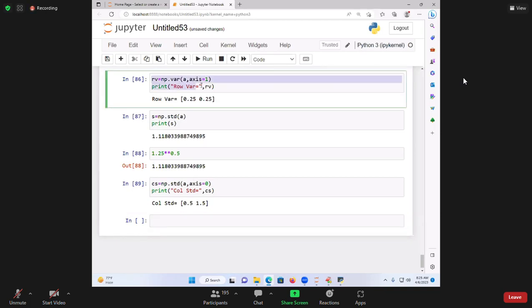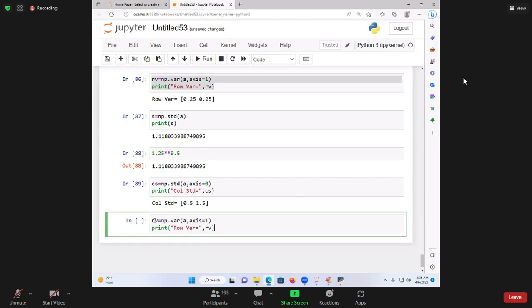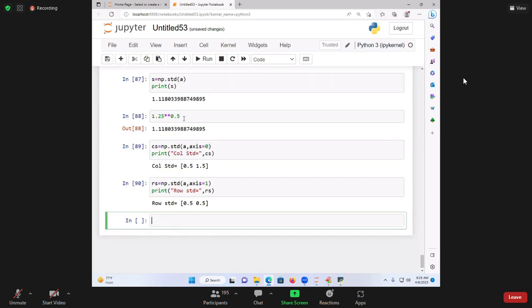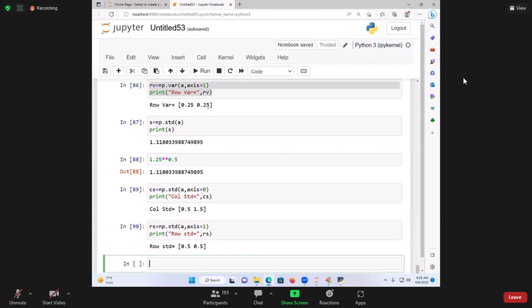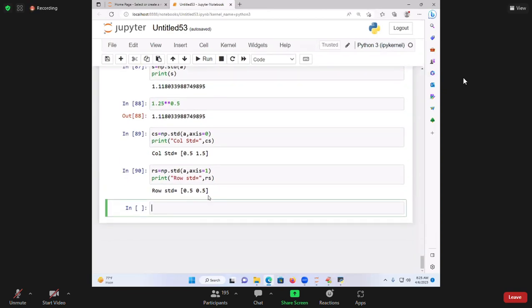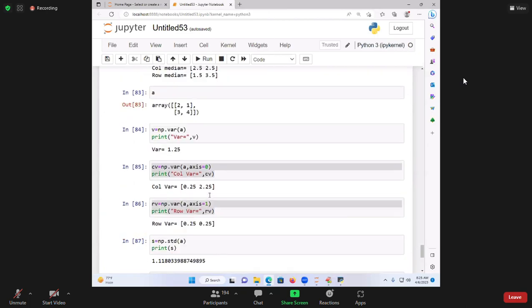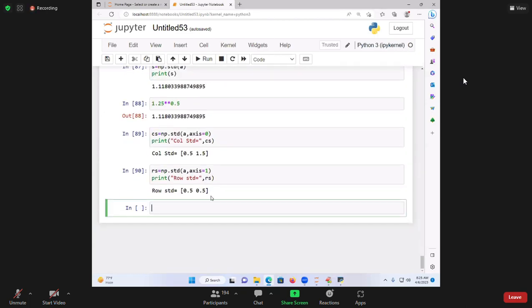Next is called row wise. I will take row wise. RS is equal to standard deviation of A, axis is equal to 1. Row standard deviation, I am writing here RS. Now see the data. What is the row wise? 0.25, 0.25, 0.5, 0.5 is the one. These are called statistical operations.